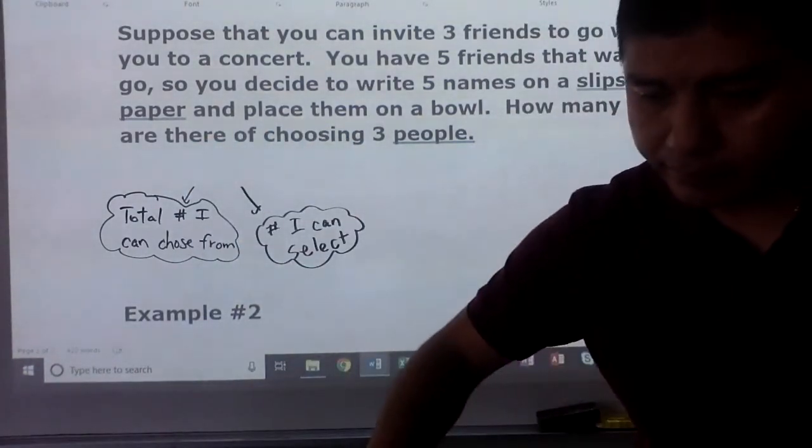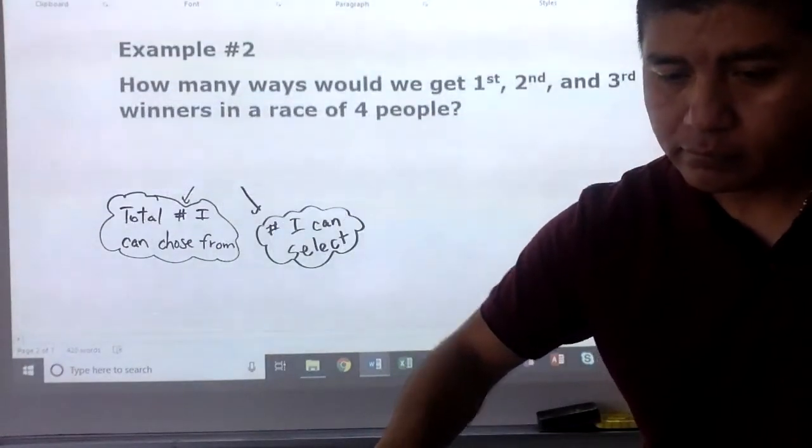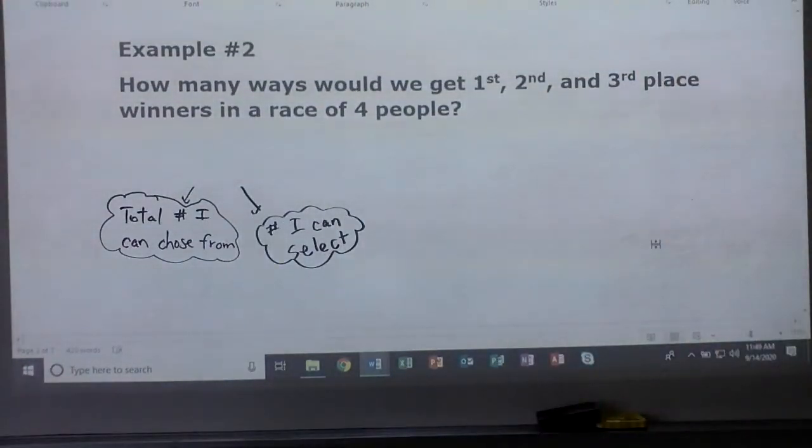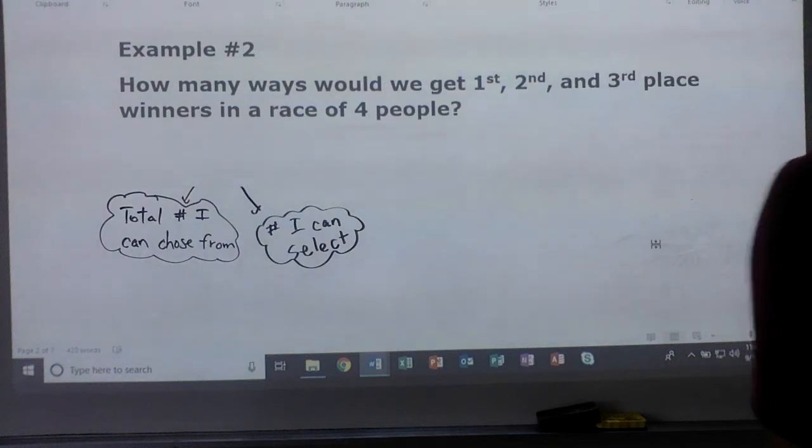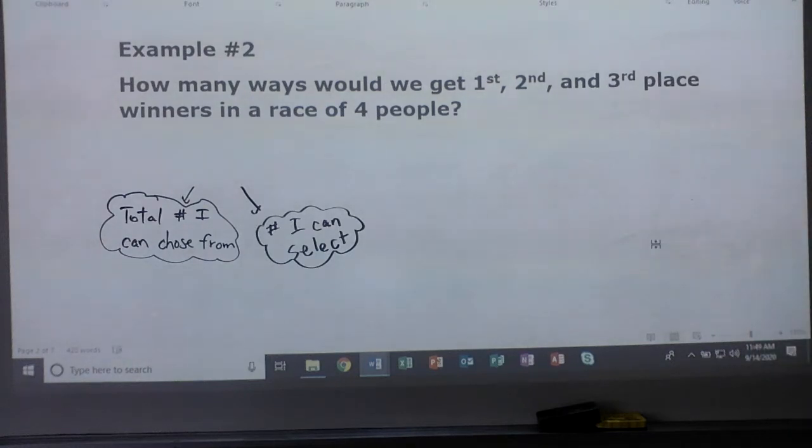The next one. How many ways will we get first, second, and third place winners in a race of 4 people? Like I said, you always ask yourself, does the order matter? If it doesn't matter, it's called a combination. If it matters, it's a permutation. But let me ask you this: if you're in the Olympics, don't you want to be in first? I bet some of you won that silver. So this problem, it matters to someone. So at that moment, it becomes a permutation.